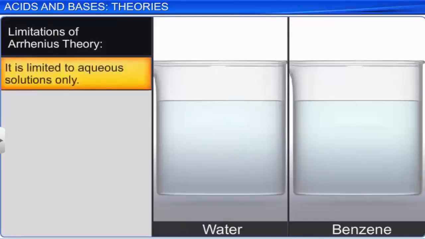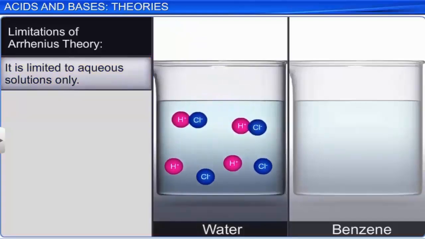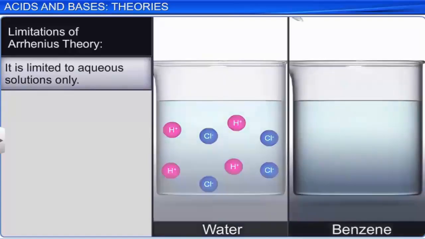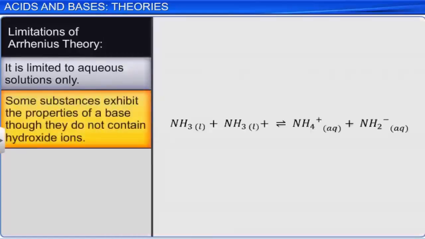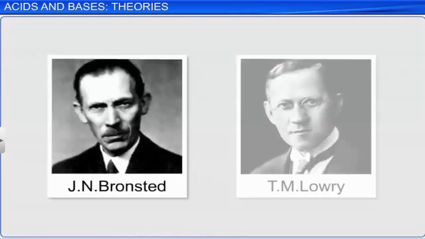For example, HCl is considered as an acid only when it is dissolved in water and not in some other solvent such as benzene. Some substances exhibit the properties of a base though they do not contain hydroxide ions. For example, liquid ammonia behaves as a base although it does not contain any hydroxyl group in it. In an attempt to overcome the limitations of the Arrhenius theory, Danish chemist J.N. Bronsted and English chemist T.M. Lowry proposed a more general definition of acids and bases.